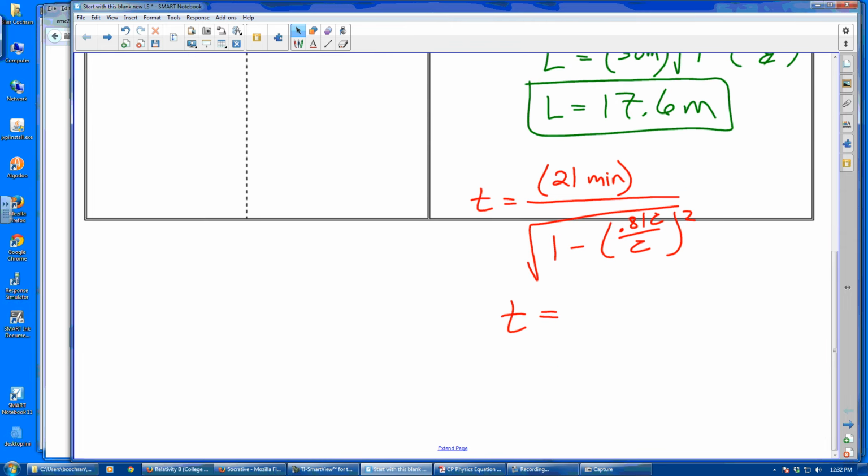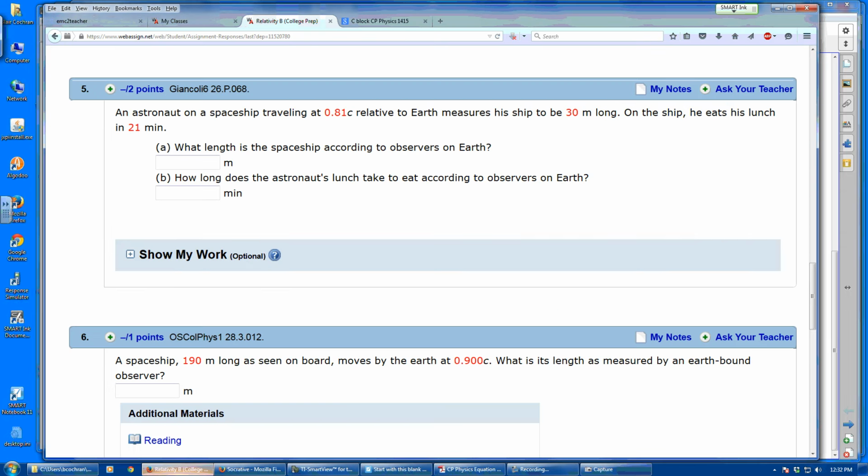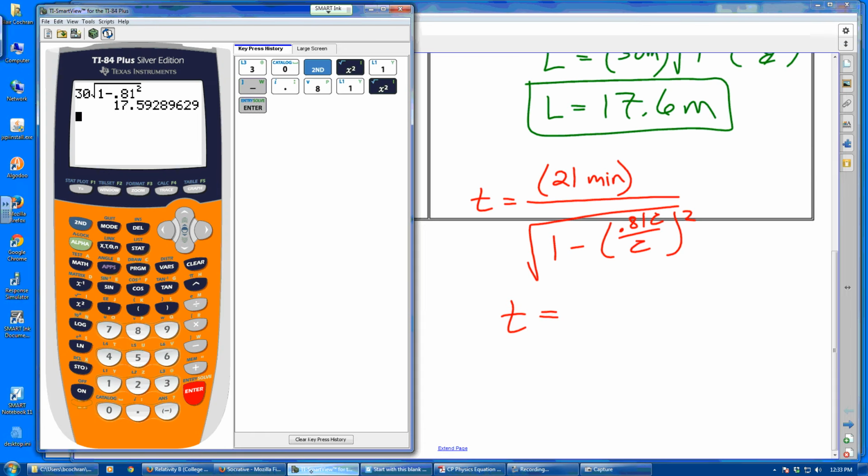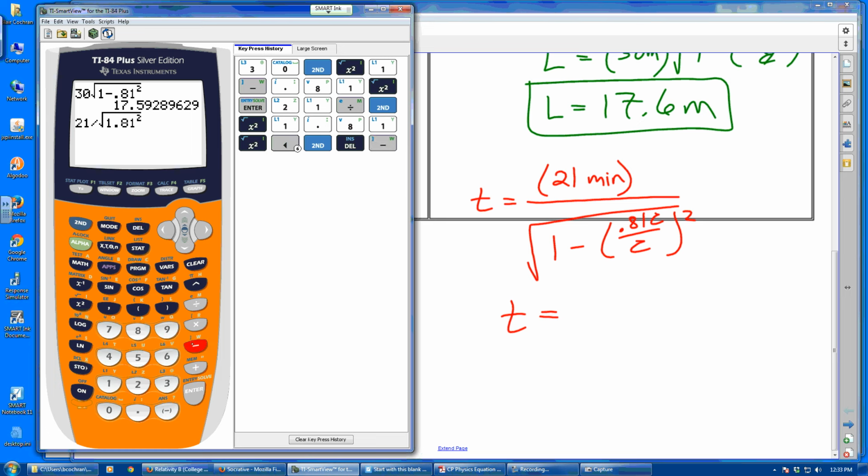I want to keep this, and I want to open up my calculator. So I'm doing 21 divided by the square root of 1 minus 0.81 squared. Did they ask? I haven't looked at what units they asked for it in. My units right now are minutes, right? Because I have minutes up top and then no units down the bottom.